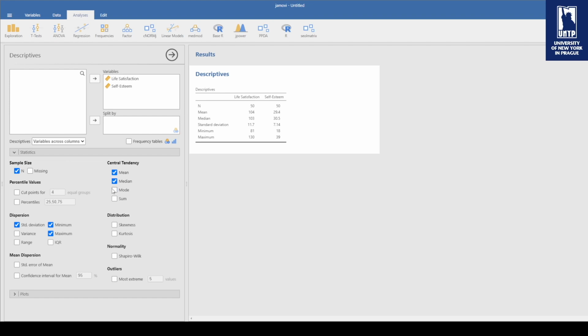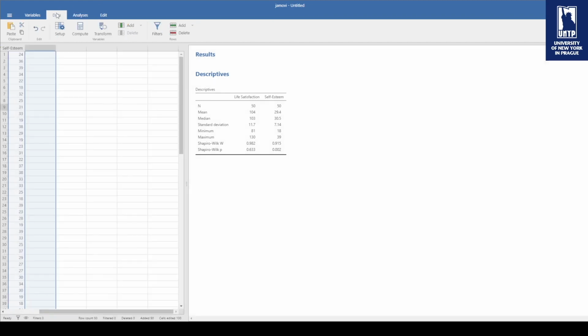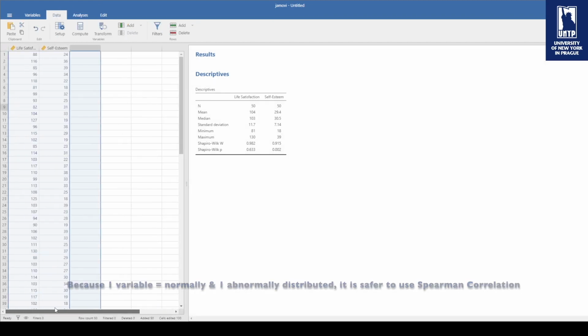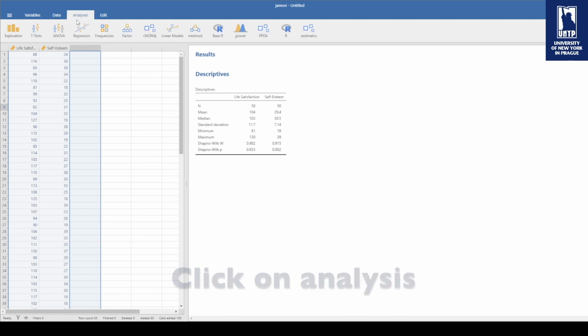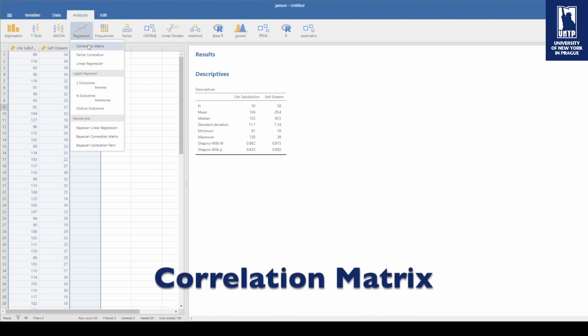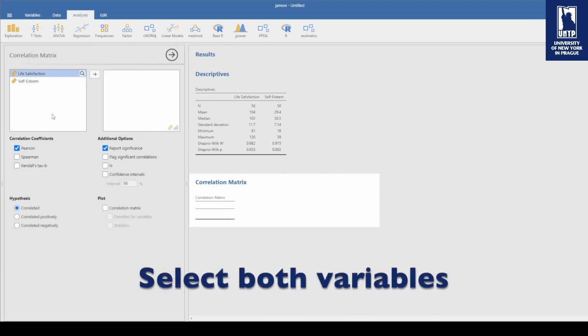Mean, median will be useful. Standard deviation, range, and then as you can see here, we have normality. So we will have to click on it and check the p. In this case, life satisfaction is normally distributed because the p is above the 0.05 threshold, whereas self-esteem is not. In order to tackle this, we will be safer and go for a Spearman correlation. So, we will go into Analysis, Regression, Correlation Matrix, put both of them.